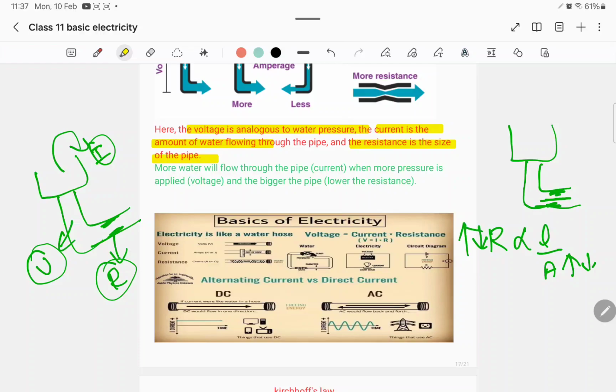In the next topic we will see about Kirchhoff's law. I hope you understand all this.